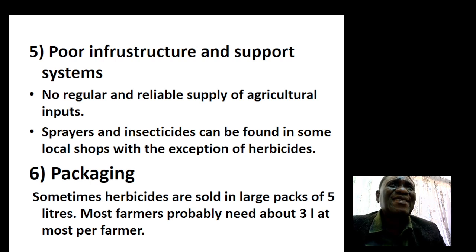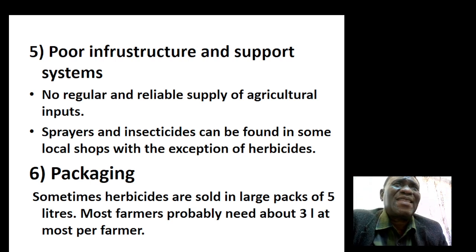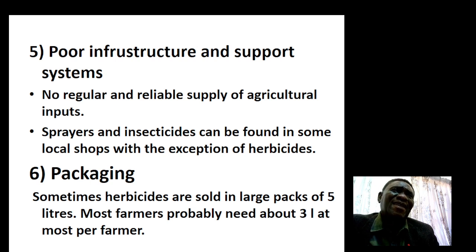Poor infrastructure and support systems. There may not be regular and reliable supply of agricultural inputs, especially in rural areas. However, sprayers and insecticides sometimes can be found in some local shops, with the exception of herbicides. If the herbicides are there, they are limited. There's very little choice.